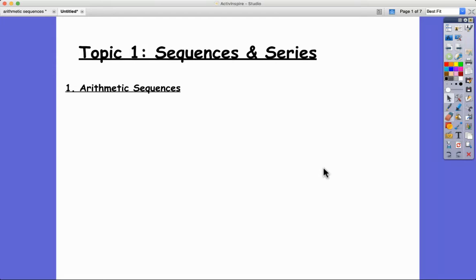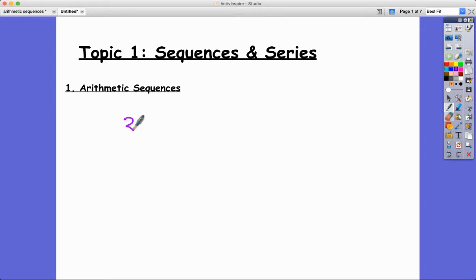At arithmetic sequences. Now, these are the really simple sequences that have just a common difference between them. So at IB level, we can look at these in a bit more detail and answer some quite involved questions on them. What we need to first of all understand is what an arithmetic sequence is.